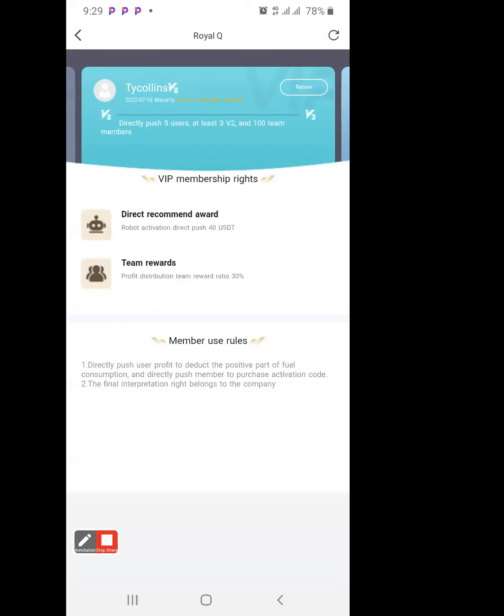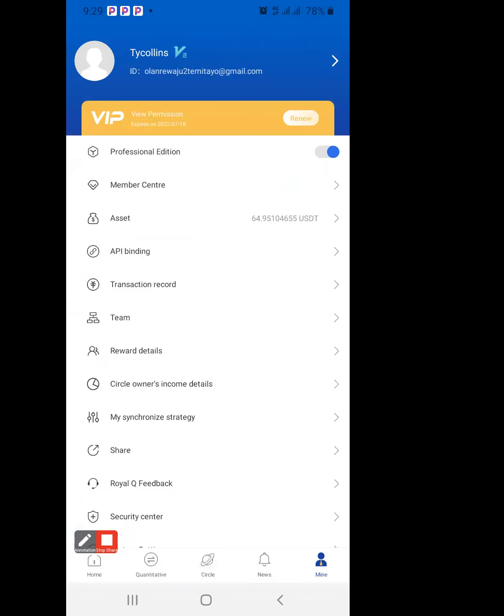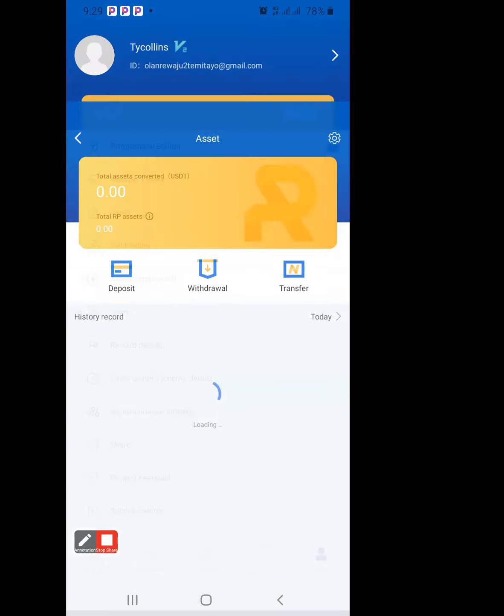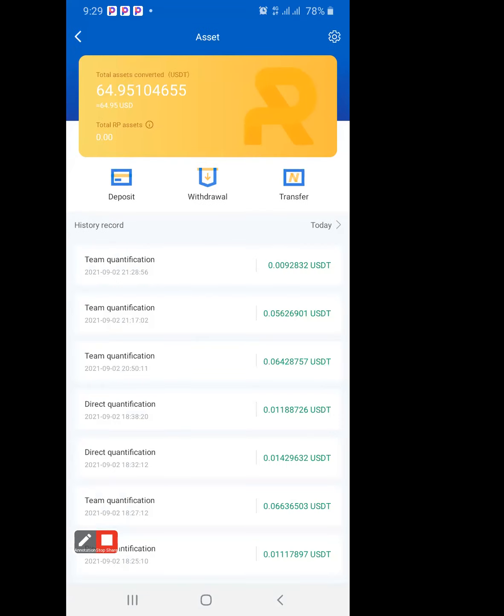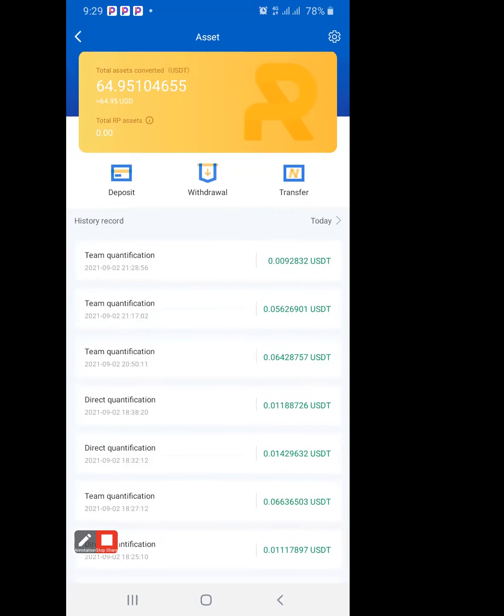It explains the position at which you are, maybe on V1 or V2, and it explains the number of people that you need to have until you get to the next level. Asset shows you your fuel fee, and if you have referred people, you have accumulated profit that you get from other people, like your downlines. Most people that you get profit from, you might not even know them.